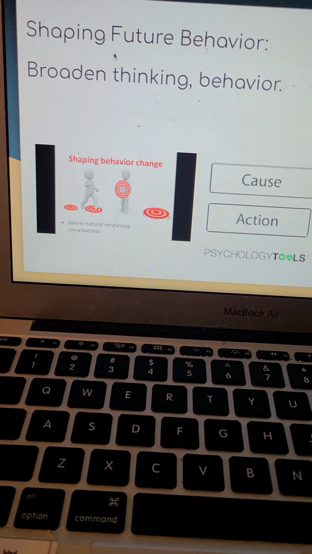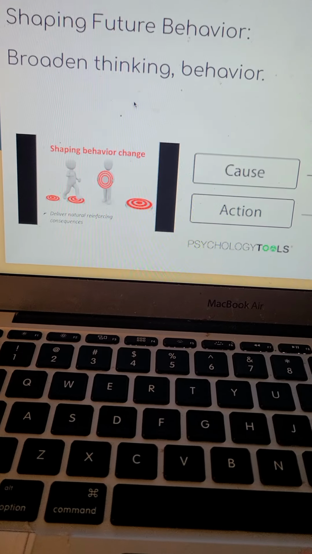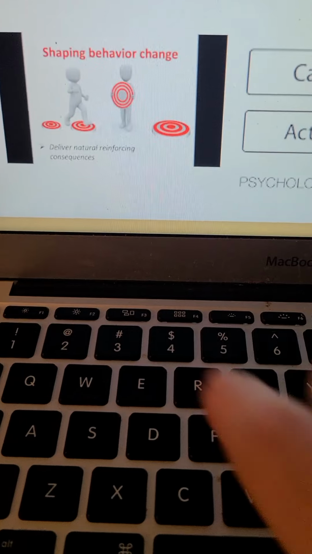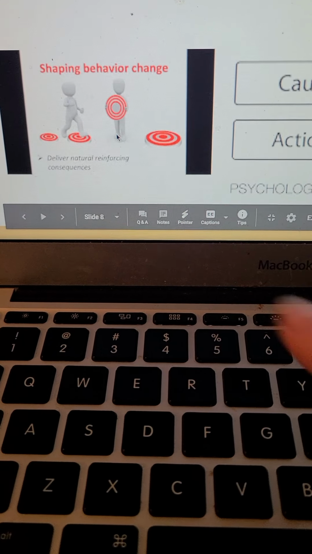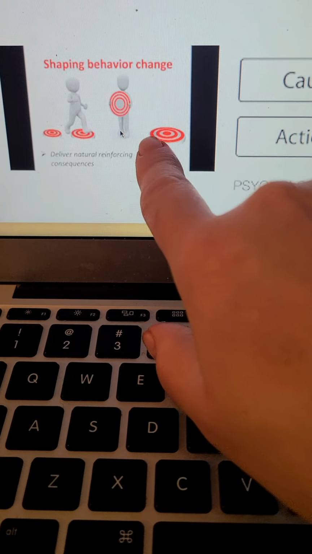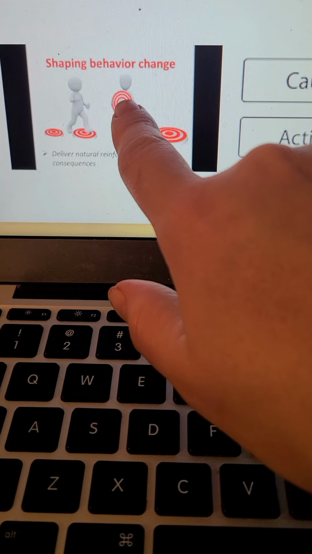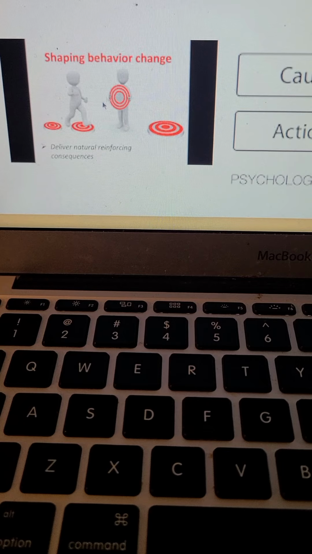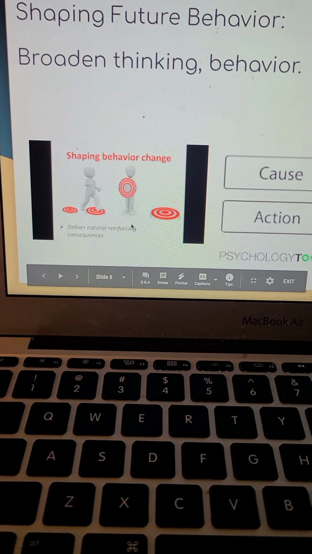This one is shaping future behavior. Okay, so in the future they're gonna learn about shaping behavior. And I like this picture because he is removing something. These are probably the steps to do a behavior, but he's removing something, and that is actually what is stopping or reshaping a behavior. So they're gonna learn that later on, but like I said, what I'm doing is just helping them with pictures.